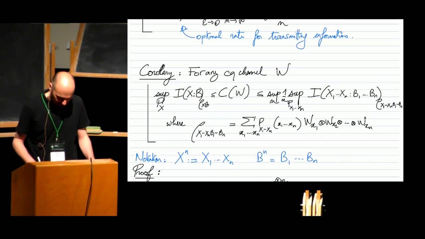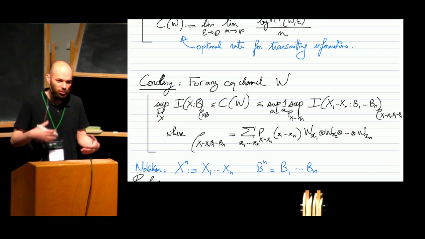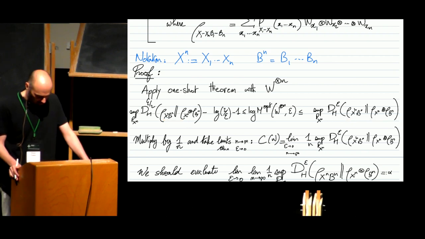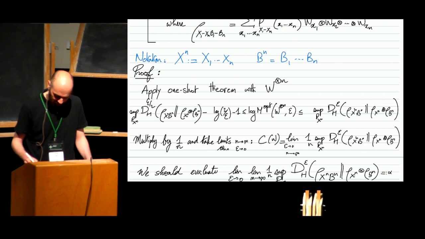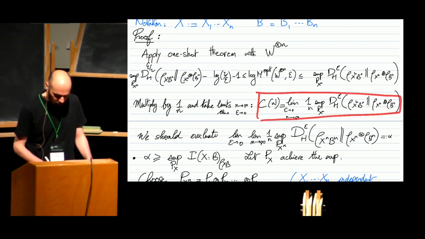One thing which is easy to do given the previous one-shot expression is to take the previous expression and plug in the channel of the form W tensor N. If you do this and look at the previous expression, what you'll get is an expression of this form. You'll get hypothesis testing entropy with the relevant states, as upper bounds and lower bounds for the optimal success probability. And then if you take n going to infinity and then epsilon going to 0, you can write an expression for the capacity.